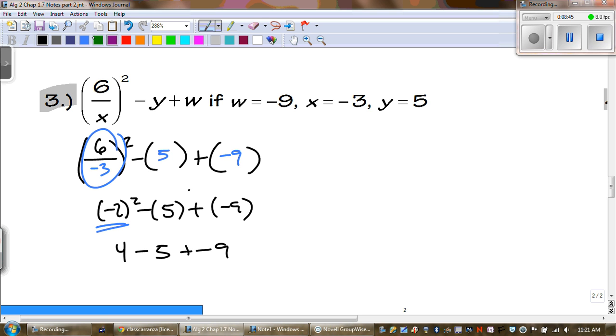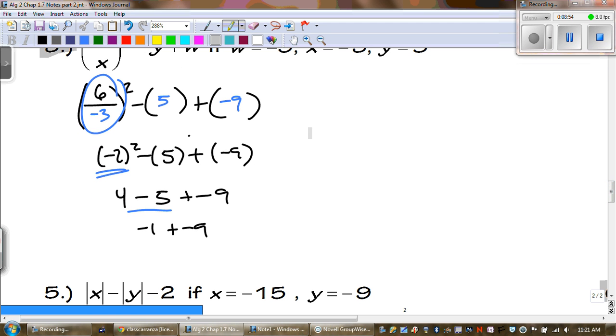Now, if you just want to do step by step, the subtraction comes first. So we get -1 plus -9. And -1 plus -9 gives us an answer of -10.